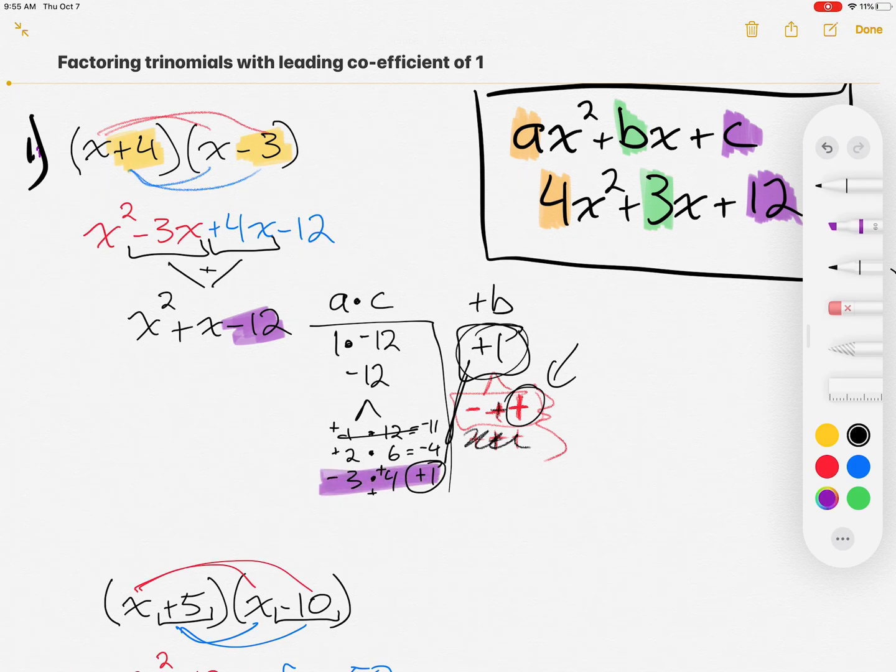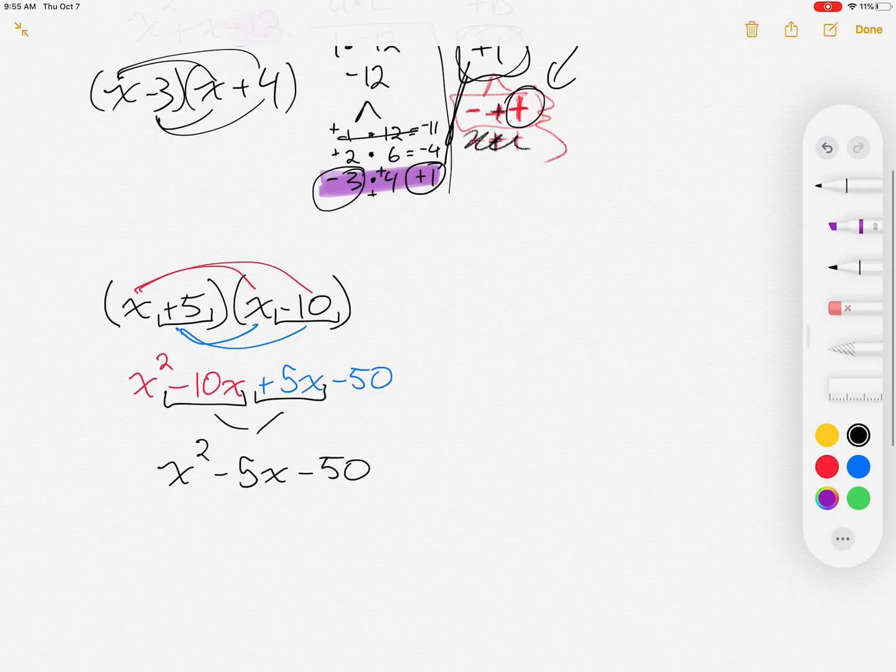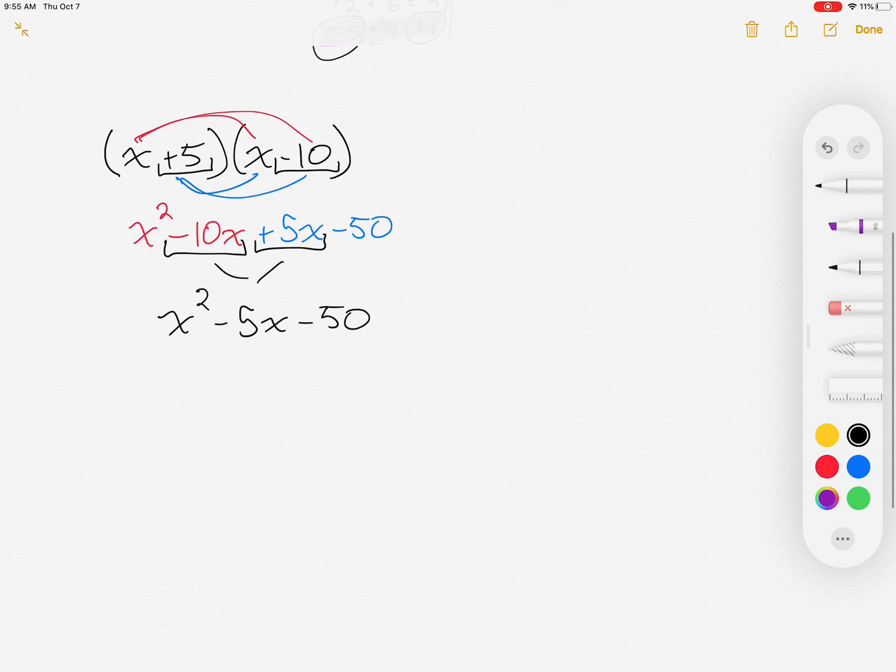Now, when I have a leading coefficient of 1, we do this really easily. All I do is I make my brackets. I'm going to go x minus 3, x plus 4. How would you check it? Well, we do our double distribution. So a plus b equals c for a leading coefficient of 1. It goes pretty quick. So here you can see I've FOILed it out.